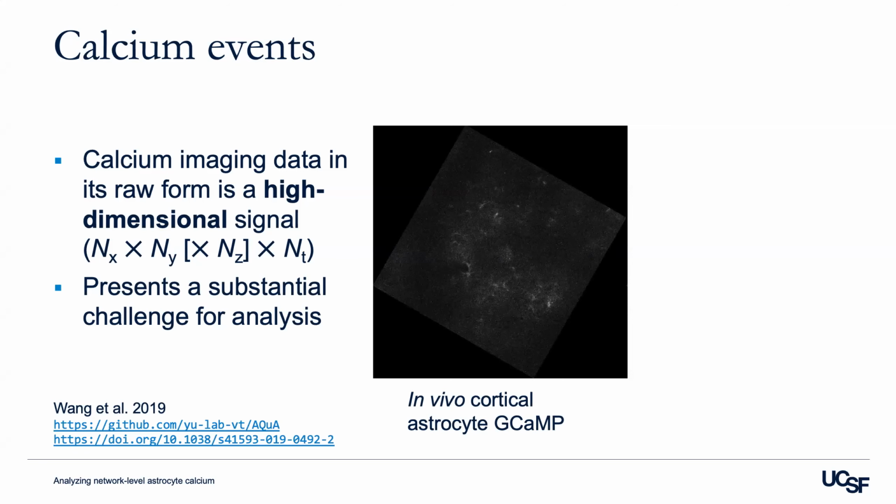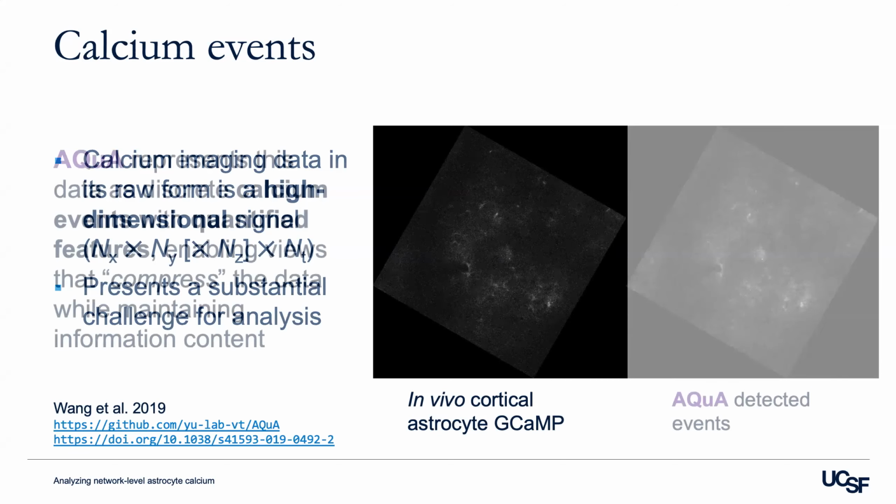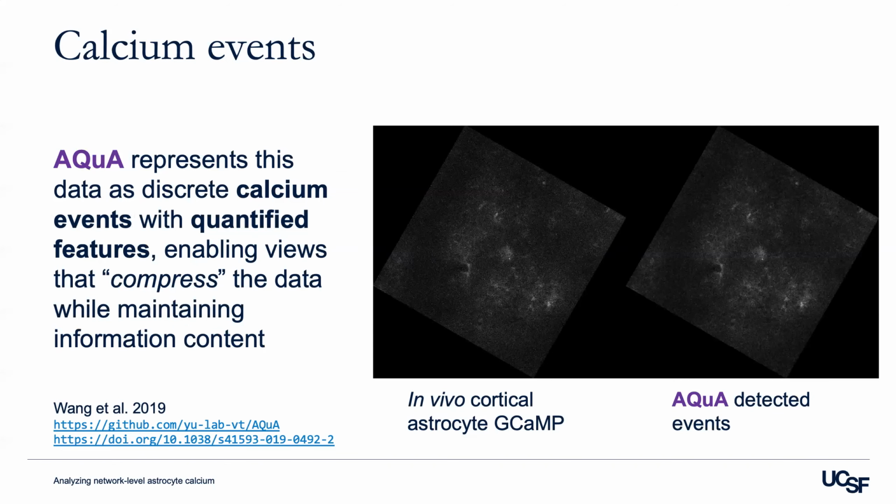However, it carries a tremendous technical challenge in that because the data is space by space by time, the high dimensionality of these signals poses a tremendous challenge for analysis. So as was beautifully presented yesterday by Dr. Guoqiang Yu, the tool AQuA, which has been recently developed, facilitates analysis of this high dimensional astrocyte calcium imaging data set by separating out the raw signal into individual discrete calcium events, which then have their own quantified features that are much more conducive to analysis.